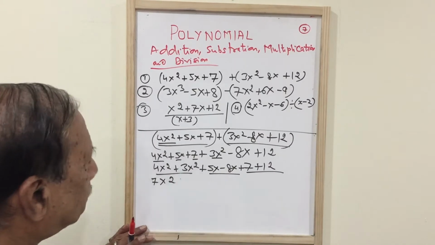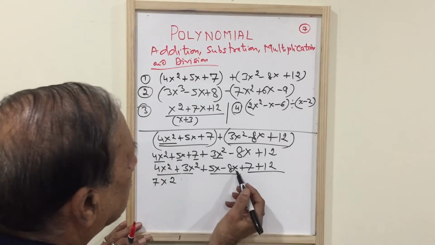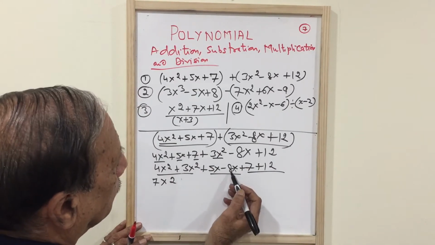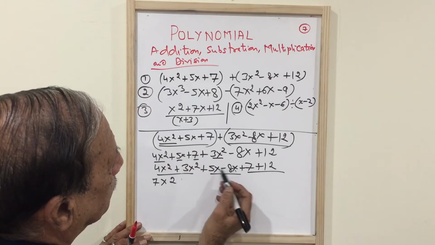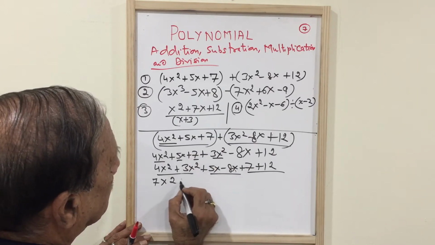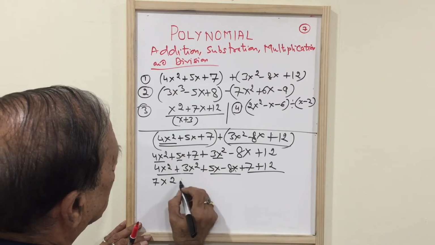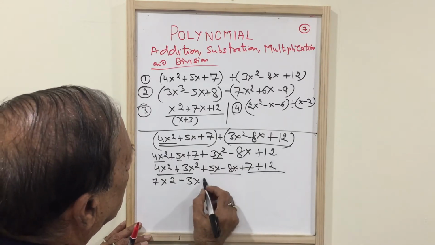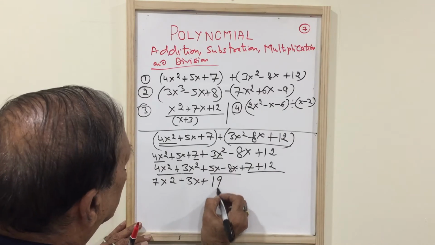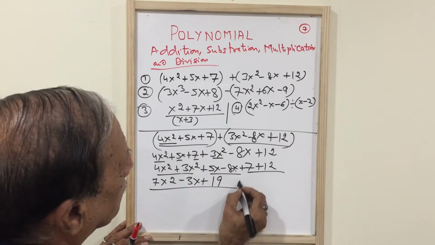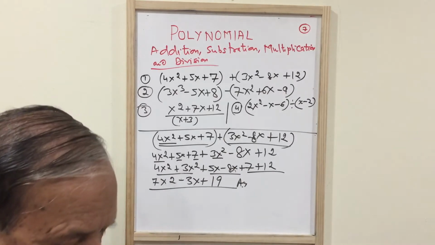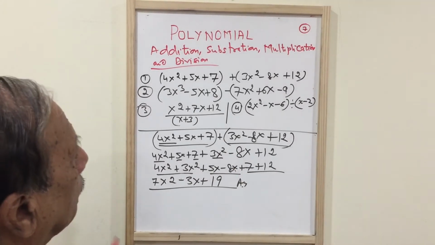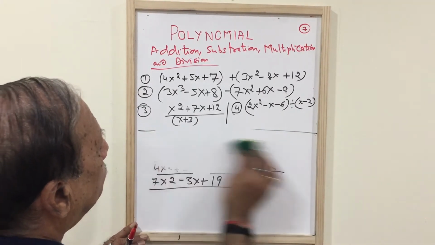Now another one. This is minus 8 and plus 5. So bigger is minus 8, we'll subtract 5 from 8, so then it comes 3x, minus 3x, and this 7 plus 12 is 19. So this is the required answer of this polynomial of addition. I'll take another second example now.